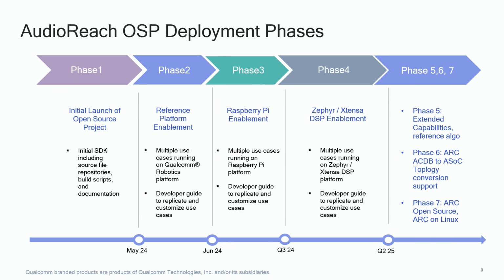Then phase 4, we want to enable non-Qualcomm platforms with Hi-Fi DSP running Zephyr. Then later on, we have phases 5, 6, 7. Part of it is, we recognize the developer community would like to have AudioReach Creator open source. So this is something that we'll definitely be considering and working on. And anyone interested in this project, feel free. This is not set in stone. We'd like the community to chime in and help define the roadmap.